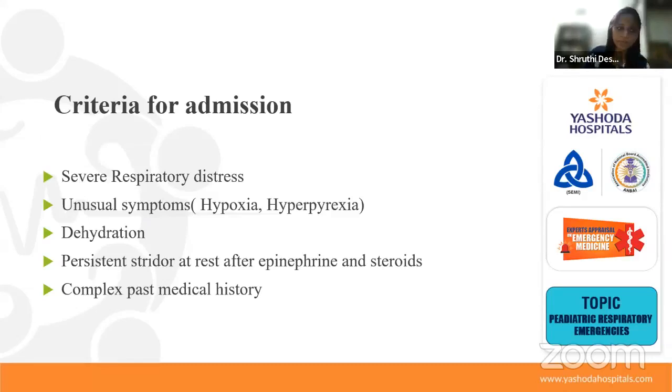Now, the criteria for admission for croup are severe respiratory distress, any unusual symptoms like hypoxia or hyperpyrexia where you suspect some other alternative diagnosis, the child is dehydrated, persistent stridor in spite of giving epinephrine and steroids, and a complex past medical history, like prematurity or congenital heart disease. These are the criteria for admission in a child with croup.